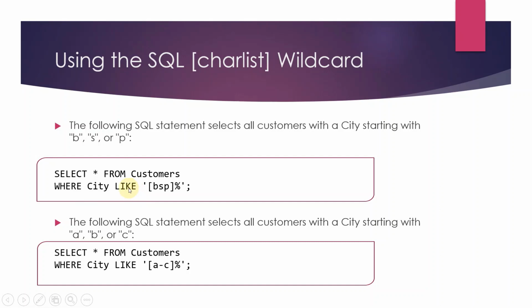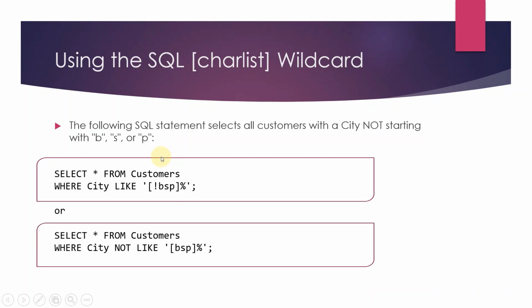Okay, so how about the character list wildcard? The following SQL statement selects all customers with a city starting with B, S, or P. So select asterisk from customers where city like '[BSP]%'. Or you could have the following SQL statement that selects all customers with a city starting with A, B, or C. You could try this on your database, some of the commands on your Microsoft Access. But if there is no output, that means it is not supported by our database. The following SQL statement selects all customers with a city not starting with B, S, or P. This is the opposite of what we just discussed earlier. You have NOT LIKE.